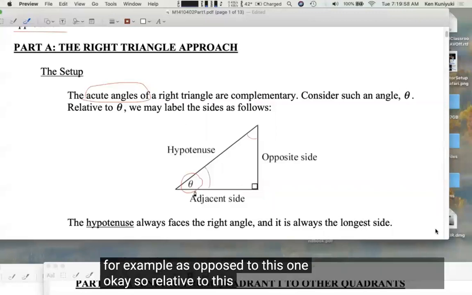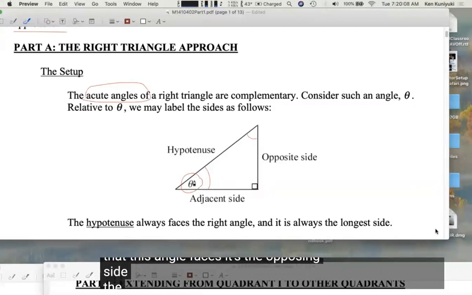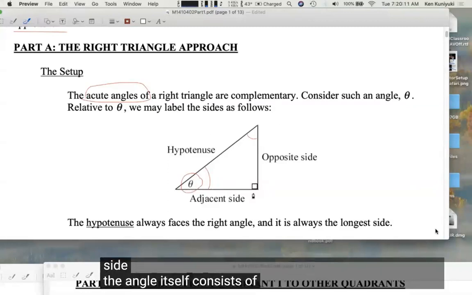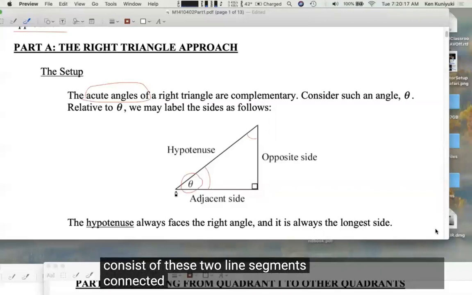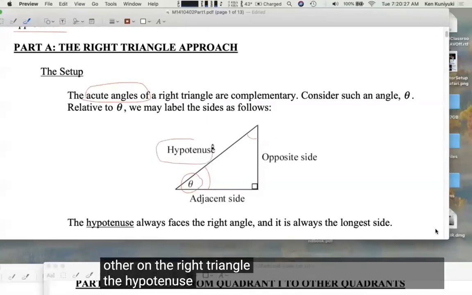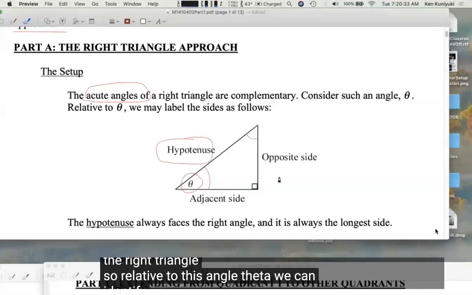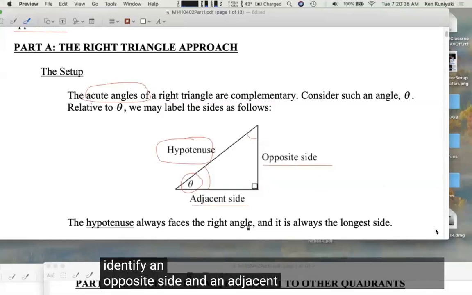Okay, so relative to this angle, labeled theta, this here is the opposite side. It's the side that this angle faces. It's the opposing side. The angle itself consists of these 2 line segments connected at this common point. The adjacent side is one of the legs of the right triangle. The 2 legs are perpendicular to each other on the right triangle. The hypotenuse is the longest side of the right triangle. So relative to this angle theta, we can identify an opposite side and an adjacent side.